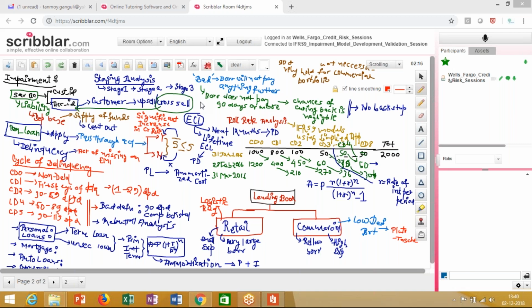Now, after this, the next discussion that comes up is: how do I identify this significant increase in credit risk? Because the key to the staging criteria is assessing the significant increase in credit risk. There are multiple criteria to talk about significant increase in credit risk.